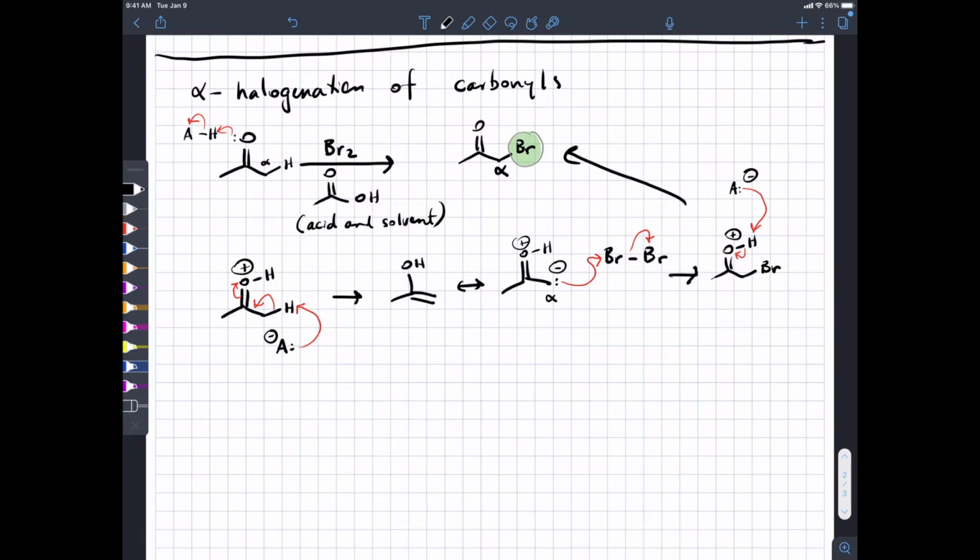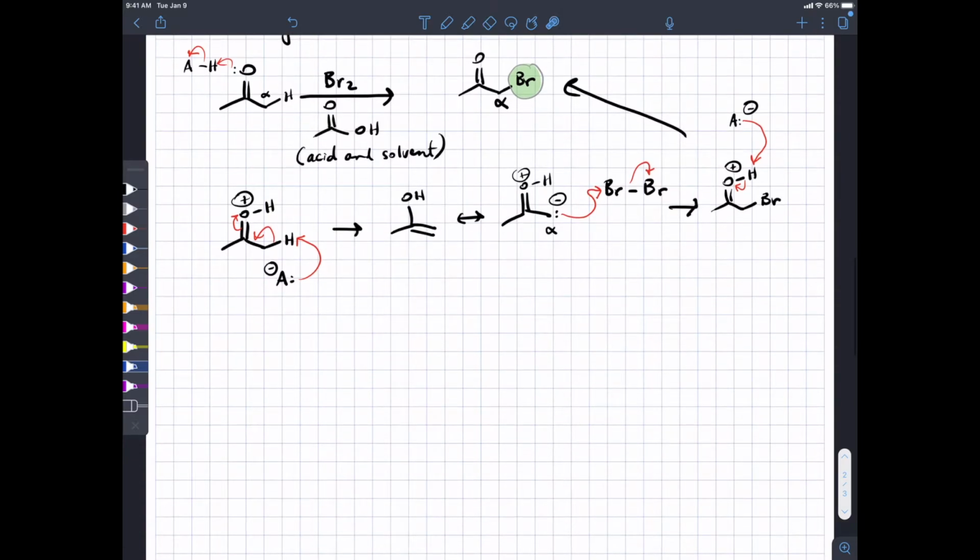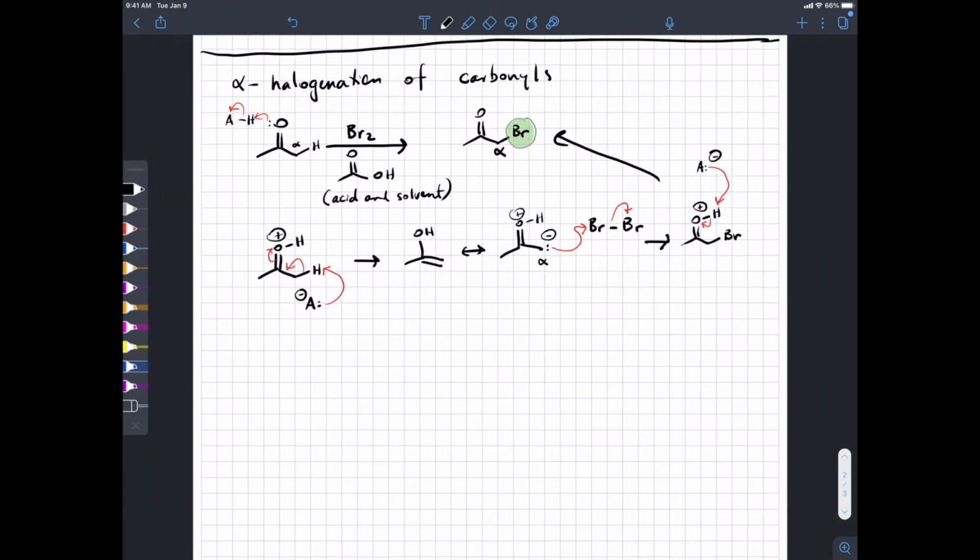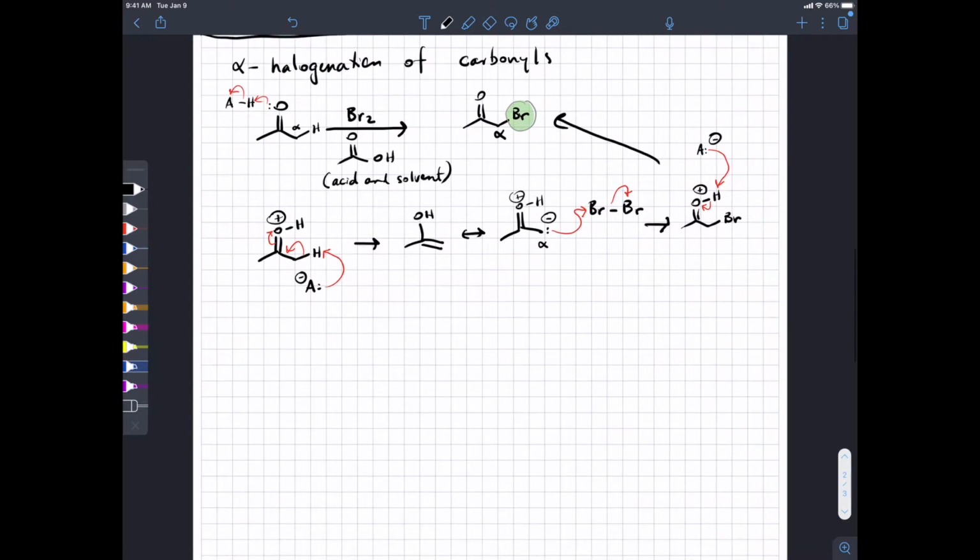This is interesting because normally we've been thinking about alpha carbons as being nucleophiles, right? We've used enolates as nucleophiles before. In fact, even here we're using the alpha carbon as a nucleophile, but as soon as we install that Br group, now that carbon becomes electrophilic, and we can do other things with it. Okay, so let me show you an example of some things you can do.